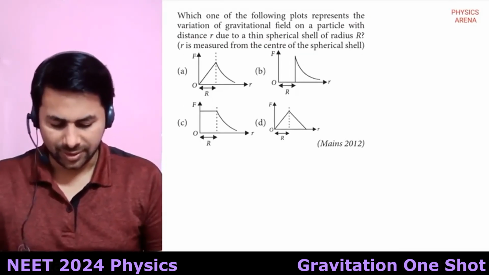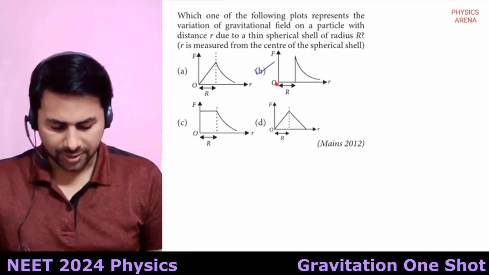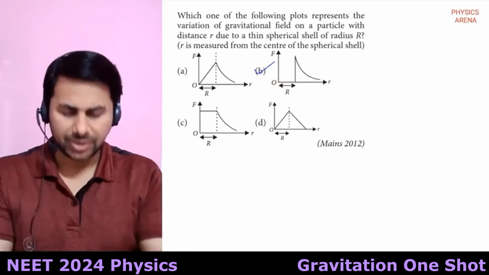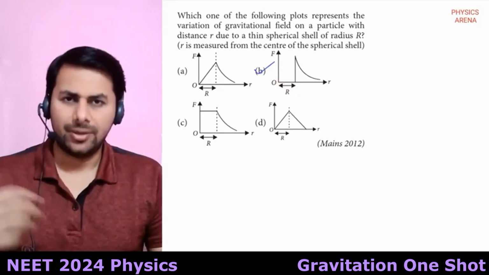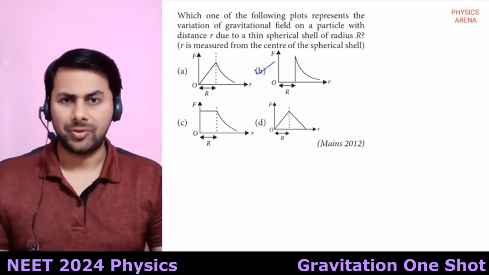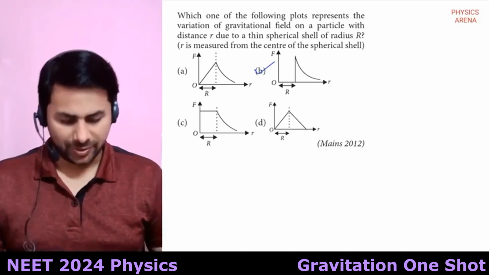Again, option B, right? Because till distance r, the gravitational force inside the thin spherical shell will be equal to 0. Correct. It's option B.